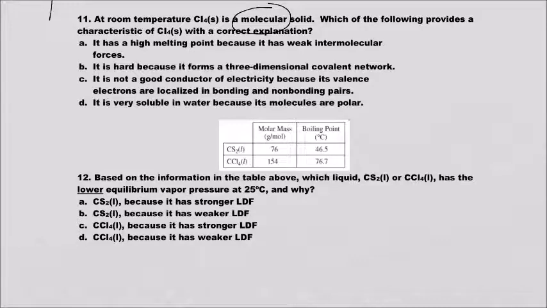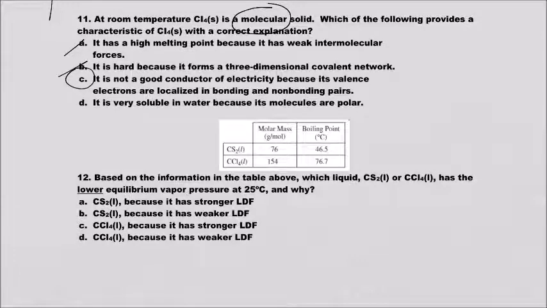So does it have a high melting point? Well, these two don't even go together. If it has a high melting point, it doesn't have weak IMFs, so there's no way those go together. It's hard because it forms a 3-dimensional covalent network? Well, they just told us it was a molecular solid, so it can't be both. C: it is not a good conductor of electricity because its valence electrons are localized in bonding and non-bonding pairs. That sounds like a Lewis structure. C is looking good, but let's double check with D.